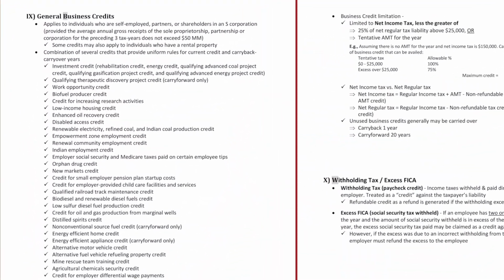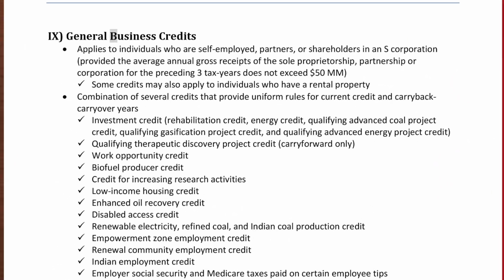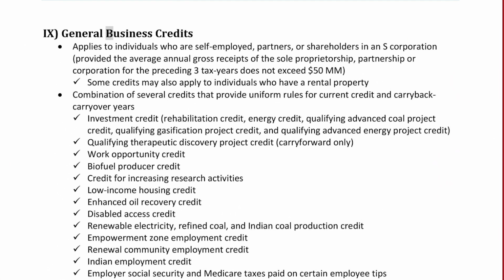On page 90, we are looking at general business credits. So on the top left, write B. Now, business credits highlight applies to individuals who are self-employed, partners in a partnership, or shareholders in an S corporation. Now, business credits are a combination of several credits that provide uniform rules for current credit and carryover years.